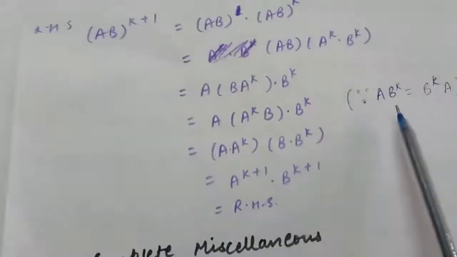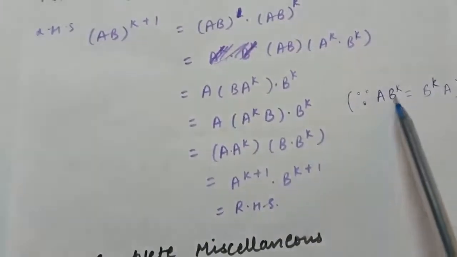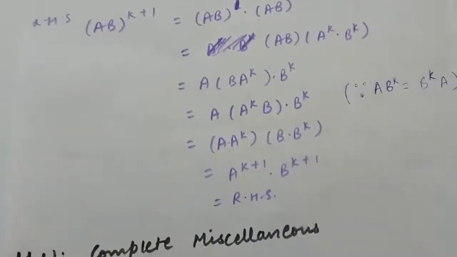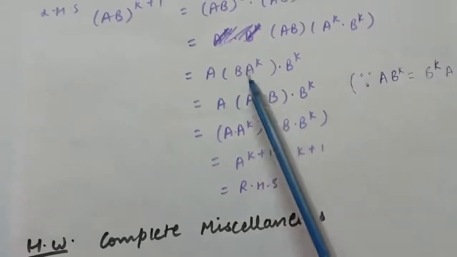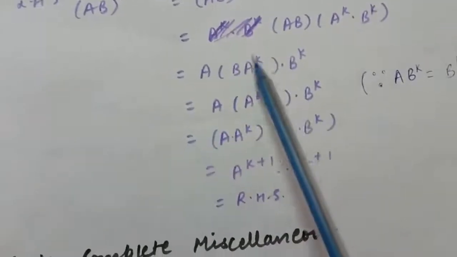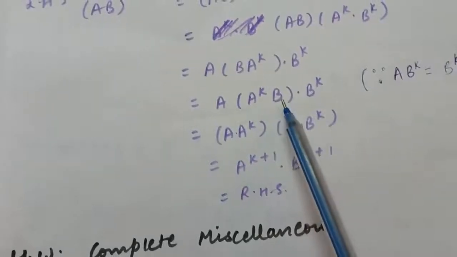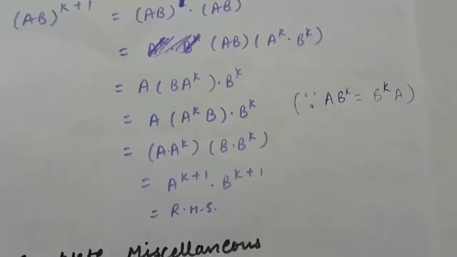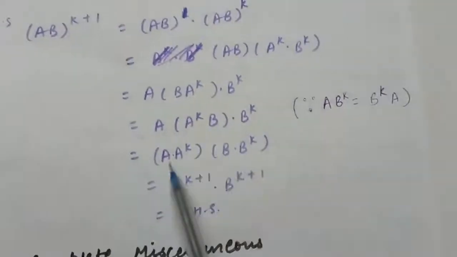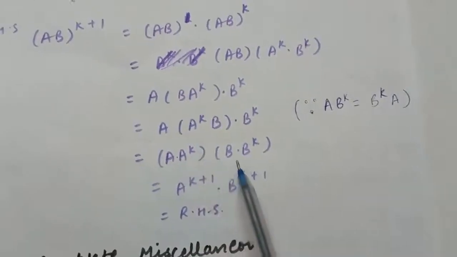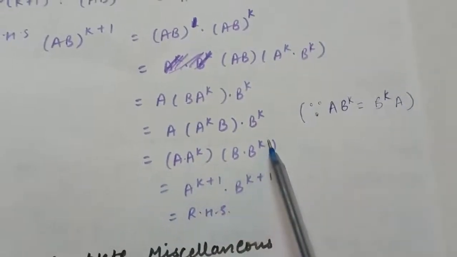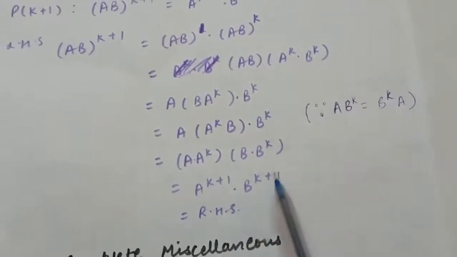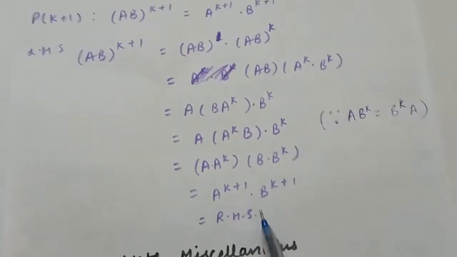Now using the above result, which we have shown that A into B raised to the power k is equal to B raised to the power k into A. Therefore, this is equal to A into, now this will be equal to A raised to the power k into B raised to the power k. Again by associativity, we can write it as A into A raised to the power k into B raised to the power k. So this will be A raised to the power k plus 1 into B raised to the power k plus 1, which is equal to RHS, which we wanted to prove.